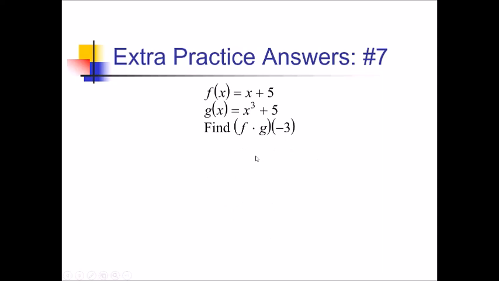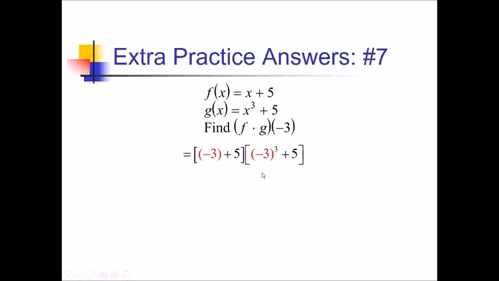For this problem, I'm doing f times g of negative 3. So that's f of negative 3 times g of negative 3. F of negative 3 just by itself would be negative 3 plus 5. So I'll put that in parentheses, and I'm going to multiply that now by g of negative 3. G of negative 3 is negative 3 cubed plus 5. And although it comes out to the same thing either way with odd exponents, I'm going to put my negative 3 in parentheses there just for correctness, completeness sake.